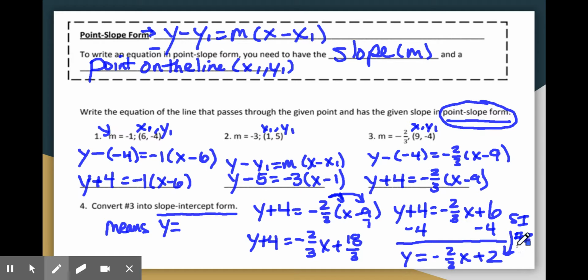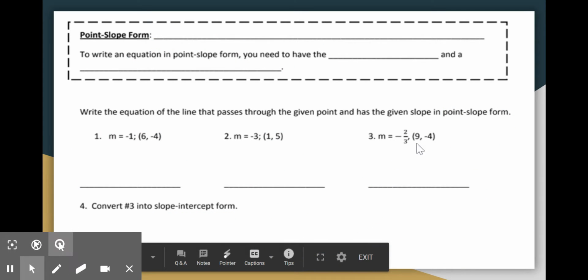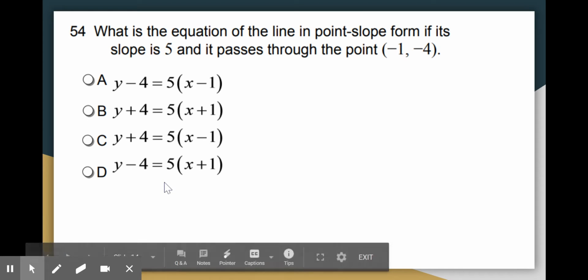The advantage to point slope form is you can write your answer in slope-intercept form if you're asked to do that. You can just convert it. So there's 3 examples there to start you off. Let's go on to the next page. And now here's one for you to try.